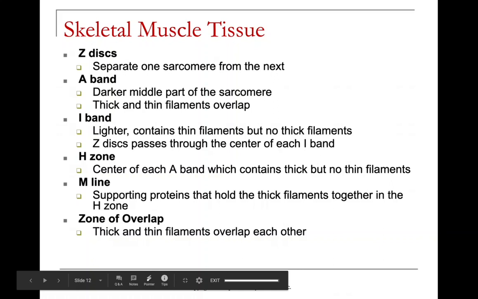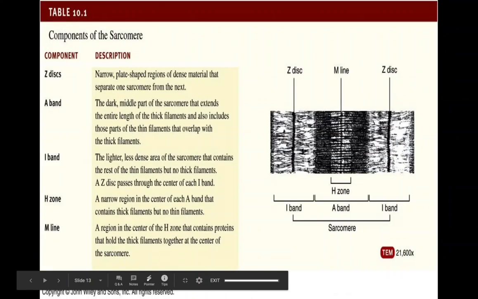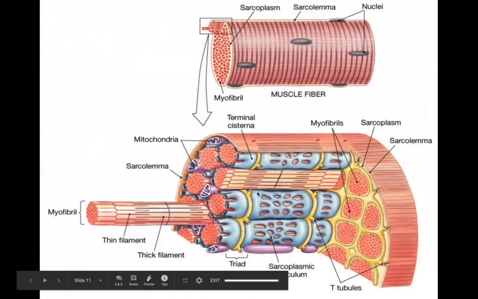So the Z-discs are going to separate one sarcomere from the next. So if we go back to look at our picture of a sarcomere here, you have a Z-disc here, and you would have another Z-disc here that's going to separate the sarcomeres.